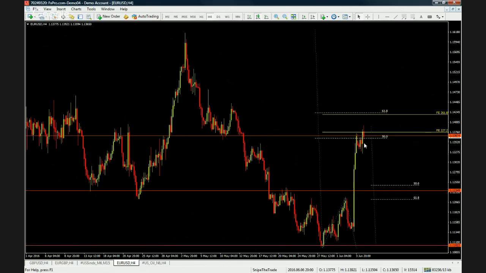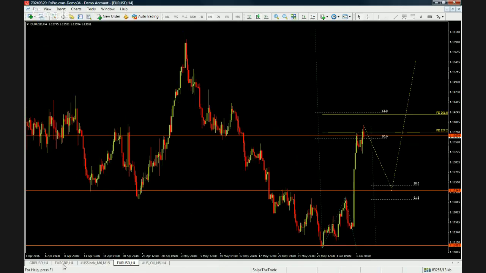But if we do get a retracement back to the 50, I would gladly go long here for a play on a continuation to the upside, maybe to test not the highs, but the levels around them. This is basically what I see on the Euro US dollar.